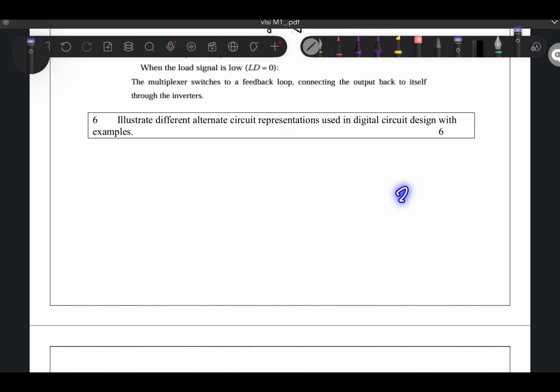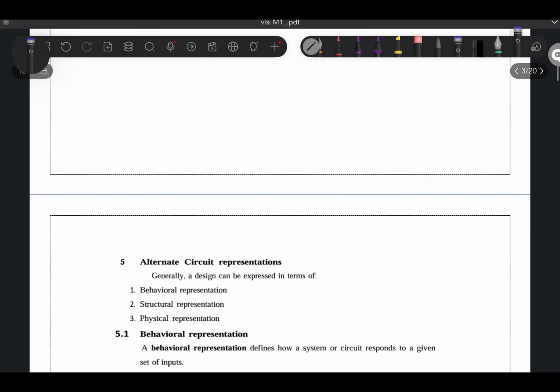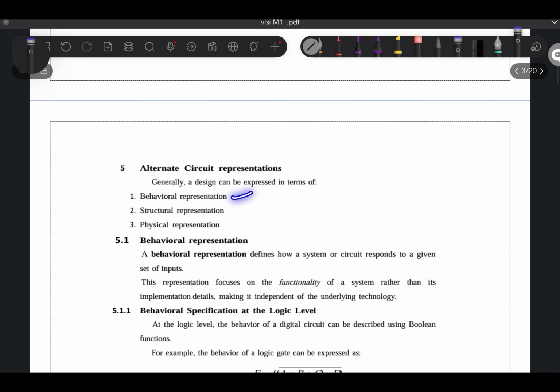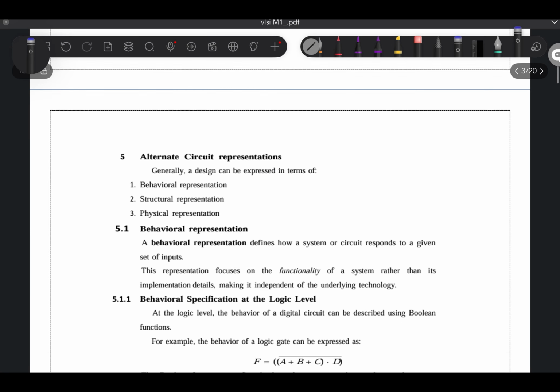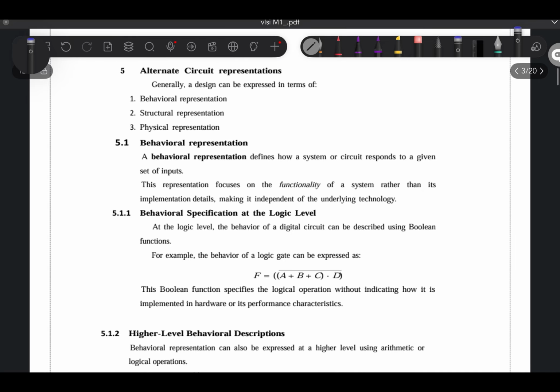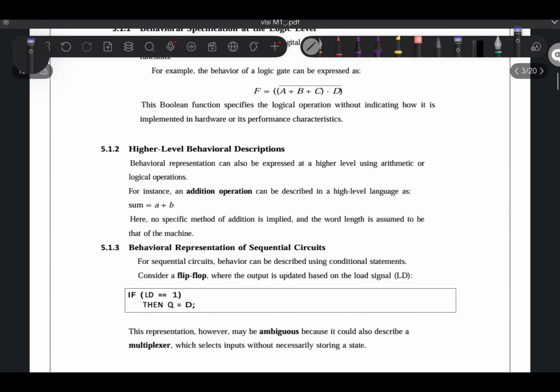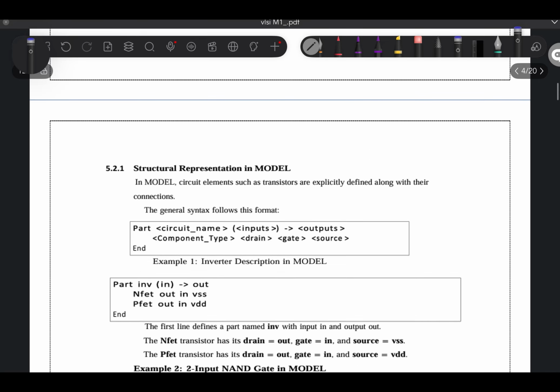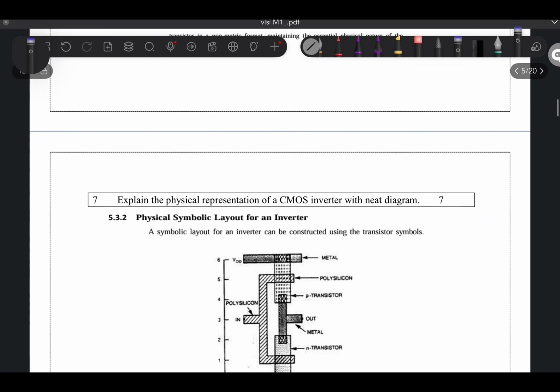Then it will be 2, 2, 2. So it is better to write the definition and one example about it. Easily you can score it. If you include the equations, then it is well and good. Then this is the full answer about it.